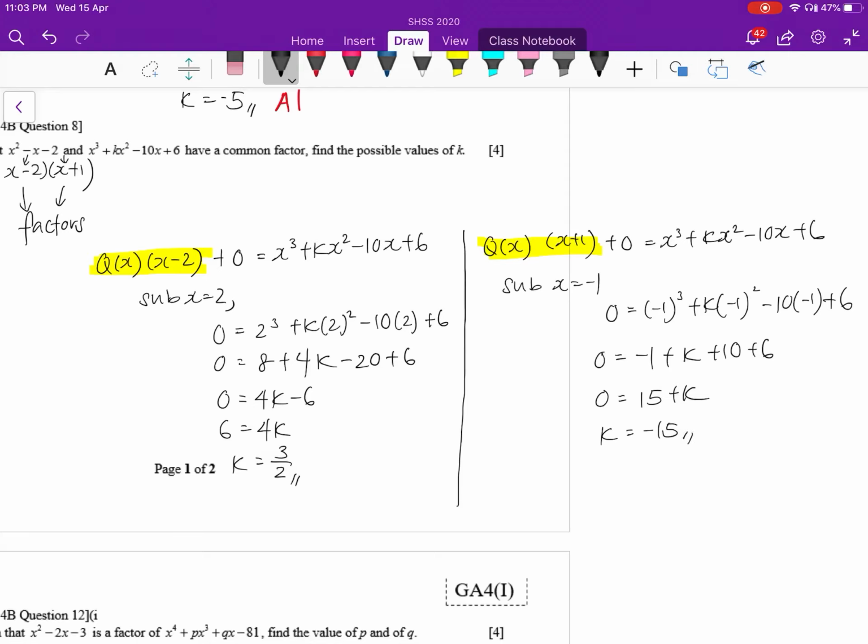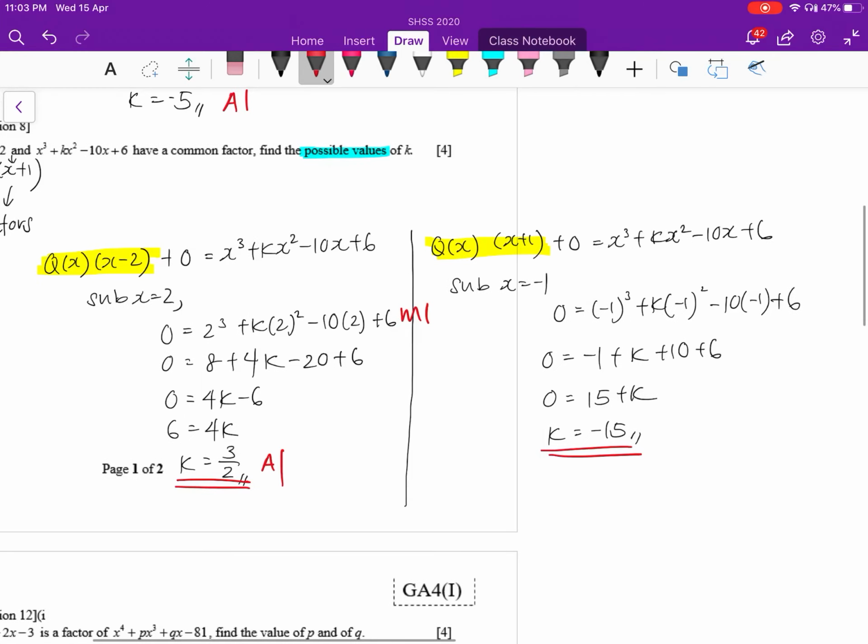So if you read the question, it says, find the possible values of k. So k is 3 over 2, or k equals to minus 15. So these are the two answers. There's 2 marks here. So what are the 2 marks? The first mark is when you substitute 2 into the equation and you get k equals to 3 over 2. The other one is you substitute minus 1 into the equation and you get k equals to minus 15. So there's a total of 4 marks.